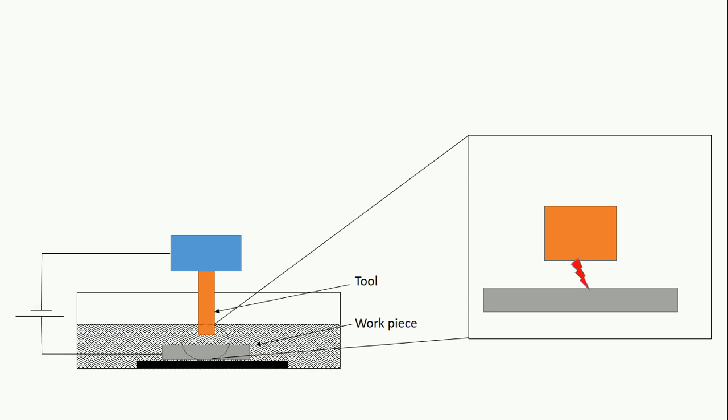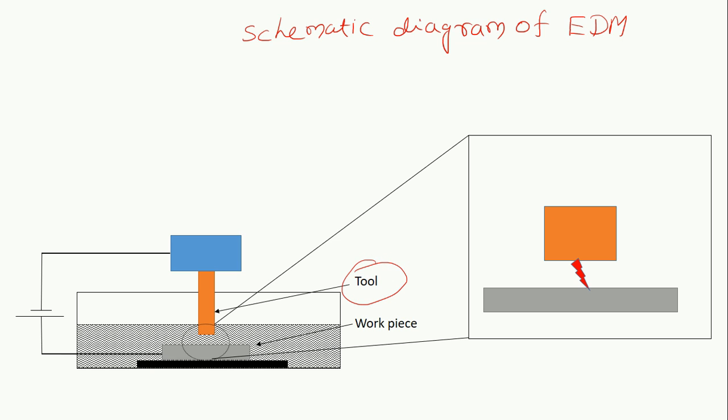Now we should know the schematic diagram of the EDM. This is a simple schematic diagram of an EDM machine setup. In this, there are two things: one is the tool, another is the workpiece. Both should be conductive in nature.